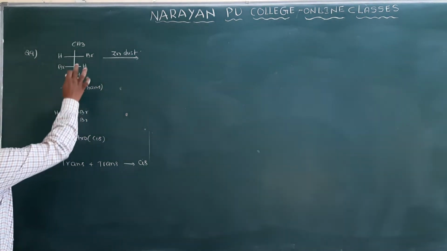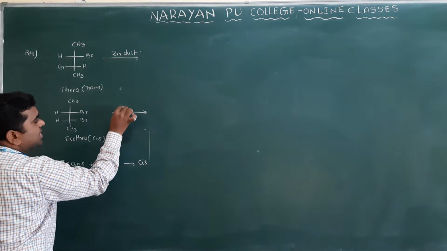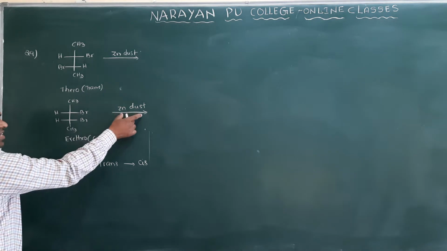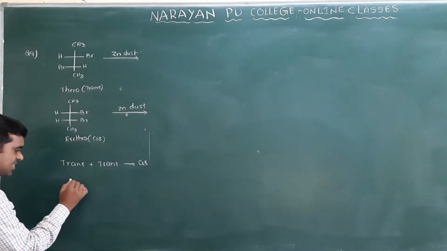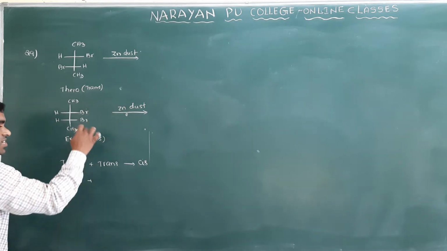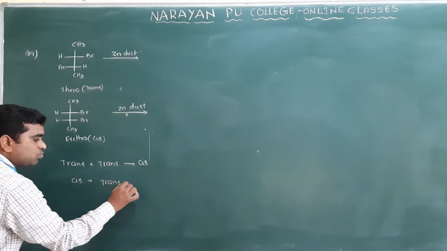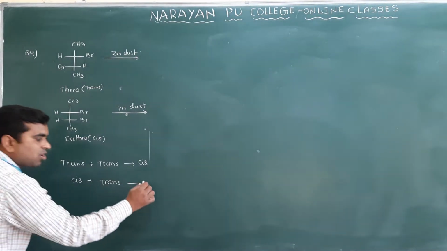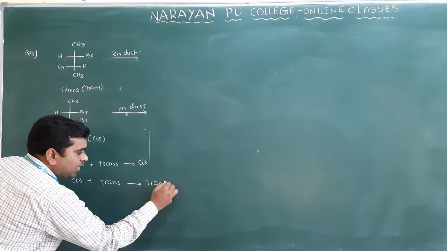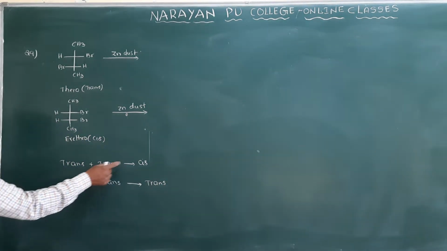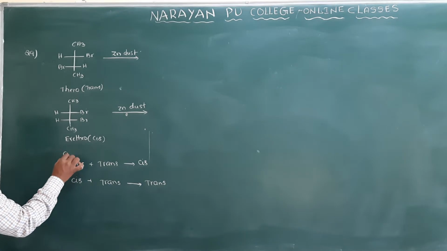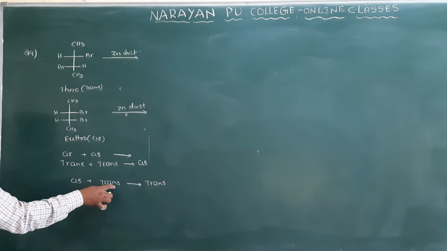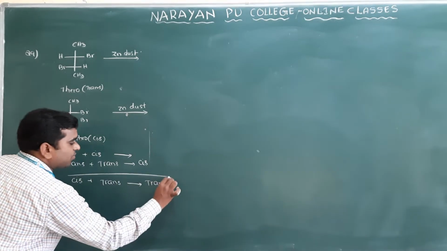Clear? Suppose they have not given this. Suppose they give it like this, with zinc dust. You know this compound is a cis compound. But elimination is anti, and anti means we will consider it as trans. So cis plus trans, you will get trans only. So trans plus trans, cis. And also cis plus cis, you will get cis only. Cis plus trans or trans plus cis, you will get trans only.